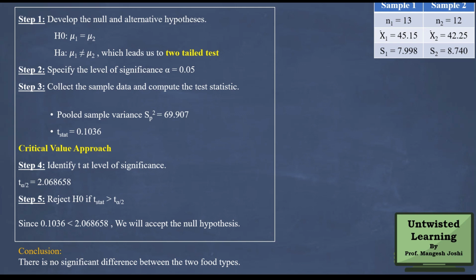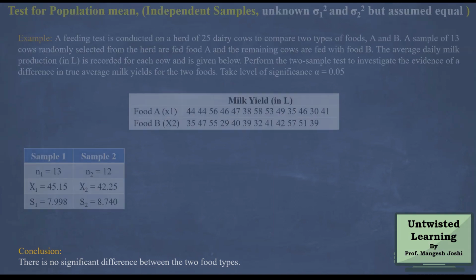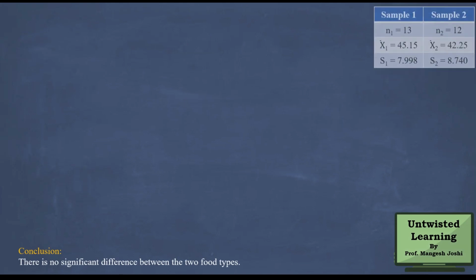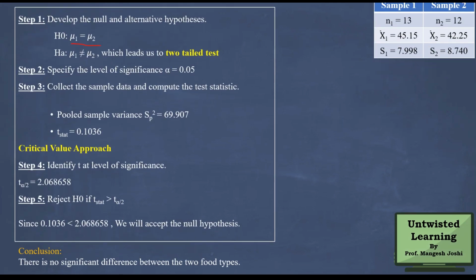So you have to develop the null and alternate hypothesis. H0 is mu1 equals mu2. So what is the claim? Perform the two sample test to investigate the evidence of a difference in true average milk yields for two foods, right? Means whether the difference exists or not. So for that, the null hypothesis is there is no difference, and the alternate hypothesis is there is a difference, which leads us to a two-tailed test. Specify the level of significance alpha, which is 0.05.